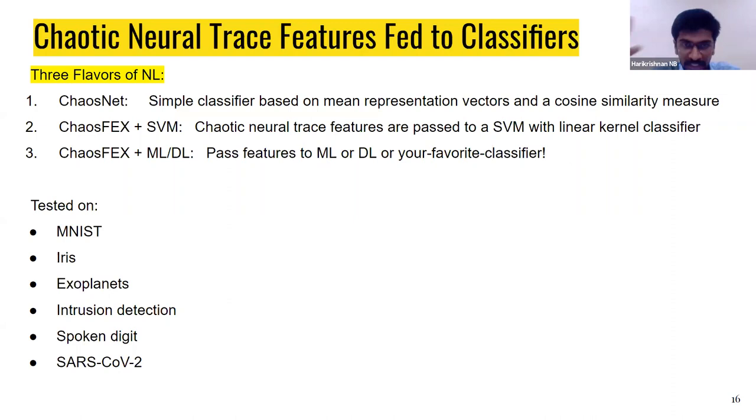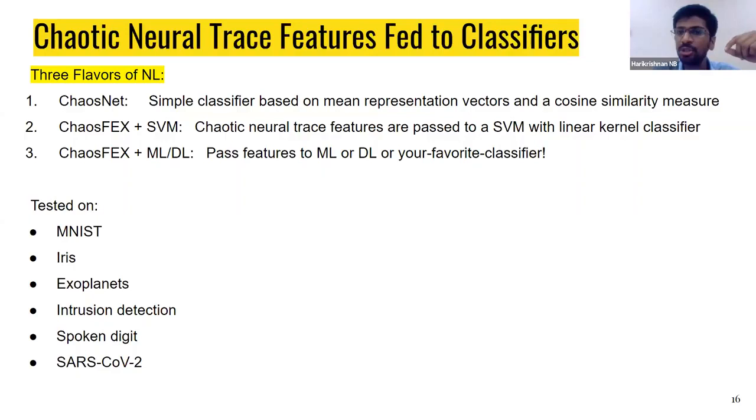And then, given a test data, I will find out firing time, firing rate, energy, entropy, and then I will find out the cosine similarity with respect to this mean representation vector. So I will assign the test data to that class which has the maximum cosine similarity.